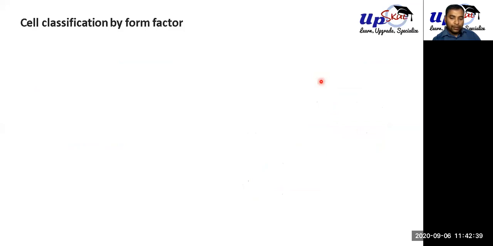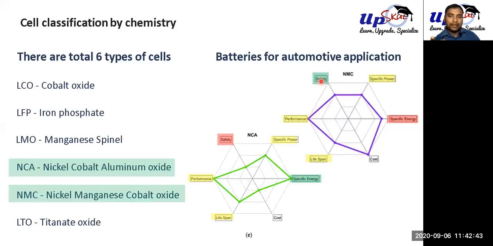So this was a basic classification. These two are the things that you need to know: NMC and NCA. One of these is going to be in your car.